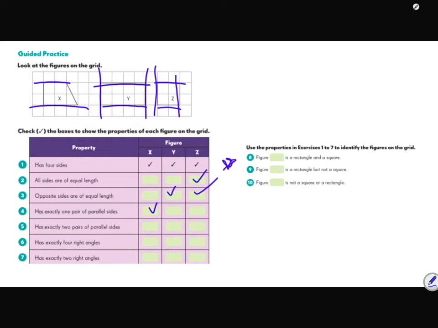Has exactly 2 pairs of parallel sides. Well, look, I just did that. I know it's not X because they have 1. Y has 2 and Z has 2.